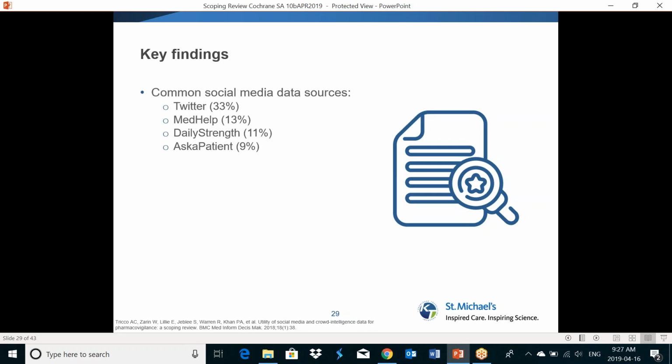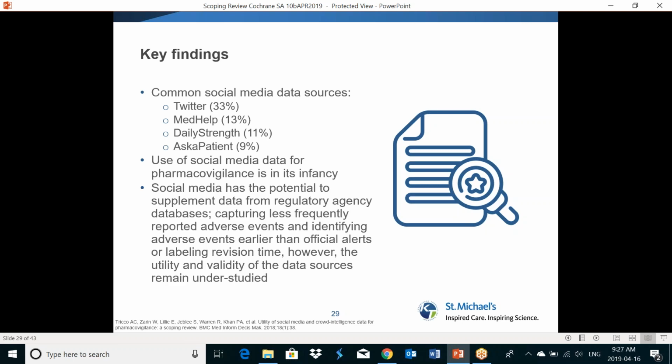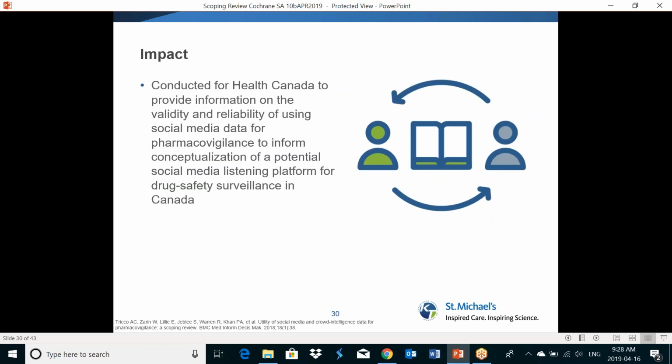So we found that common social media data sources were mostly Twitter, as well as these other ones listed here. We found that this field was in its infancy, and it has a potential to help with regulatory agency databases, so it can capture less frequently reported adverse events, as well as identify adverse events earlier than official alerts. However, the utility and validity of the data sources is understudied.